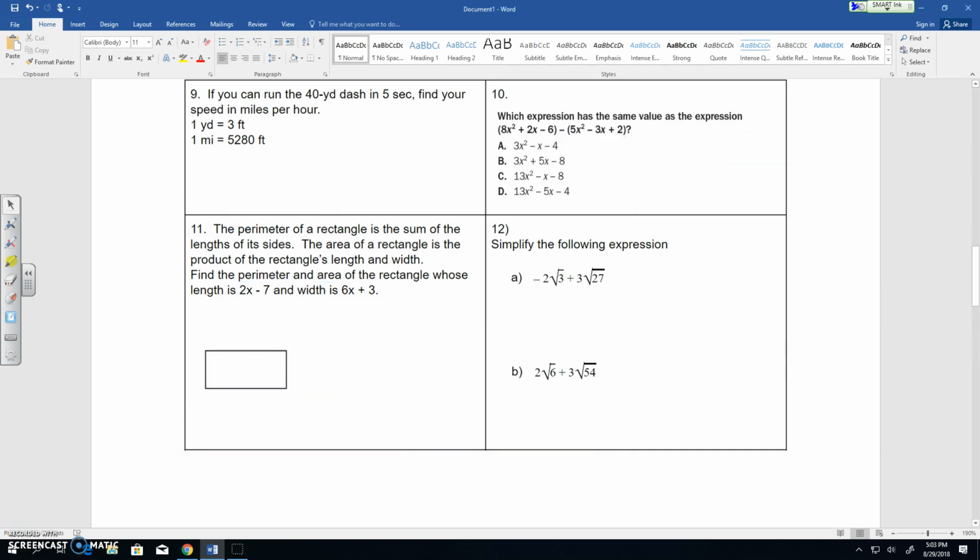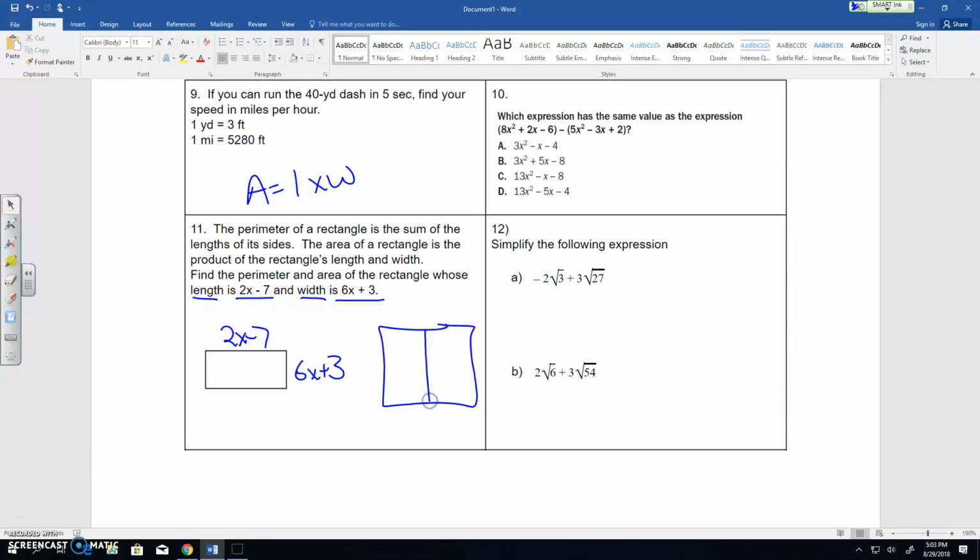For the area, we're going to multiply. Remember, area is equal to length times width. So we're going to multiply the length, which says 2x minus 7, and then width, which is going to be 6x plus 3. So this is just a multiplication problem, two binomials. So you could use the box strategy here, or you could use the distributive method. So here we would have, pick either one, it doesn't really matter, 2x minus 7 on top, and then 6x plus 3 on the side.